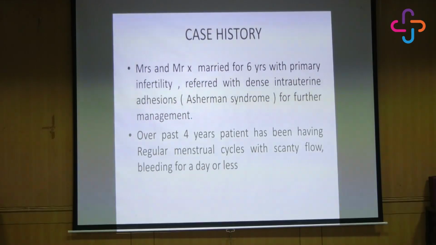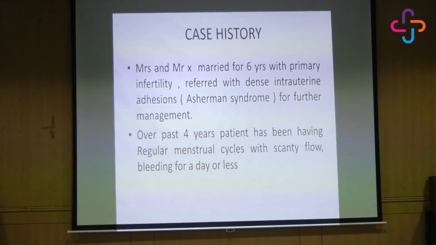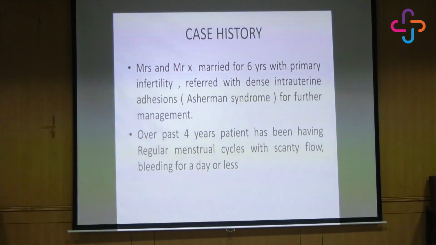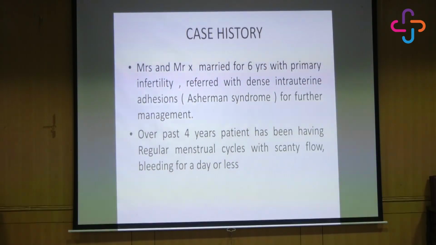So coming down to our history, Mrs. and Mr. X were married for 6 years. They were diagnosed with primary infertility, and they were referred from a hospital in Tiruchi with dense uterine adhesions for further follow-up in Ramakrishna Hospital. The patient had initially given a history of regular cycles, but over the past 4 years, her menstrual flow had become progressively reduced, so much so that she came to us with very scanty flow, with bleeding for less than a day or so.